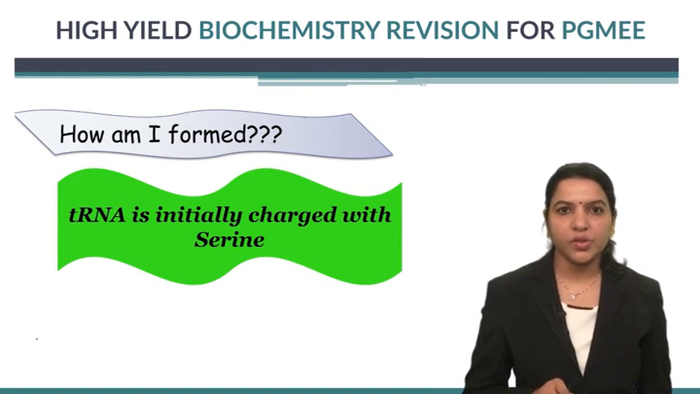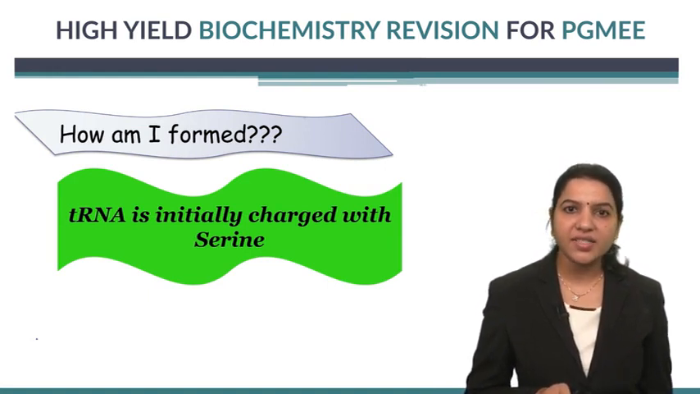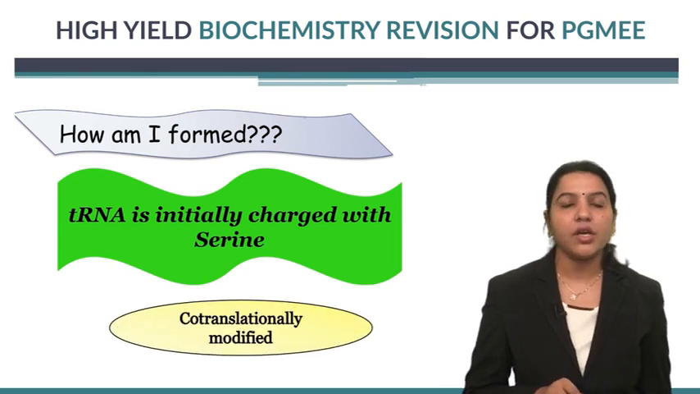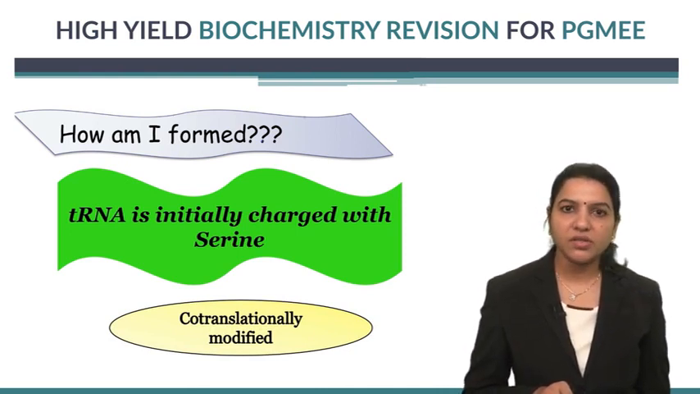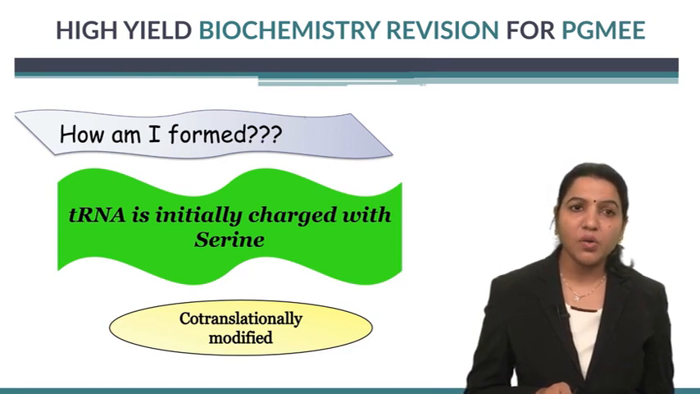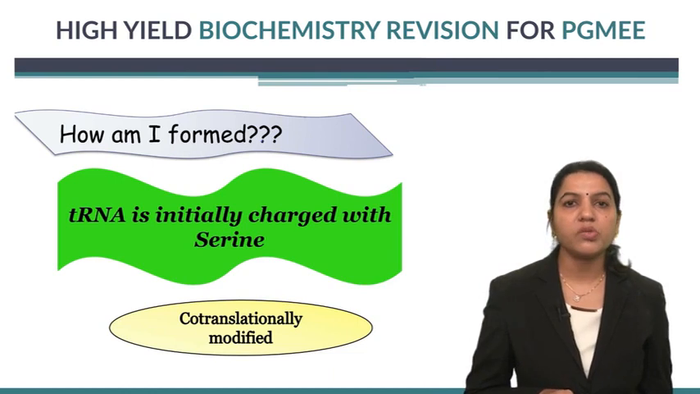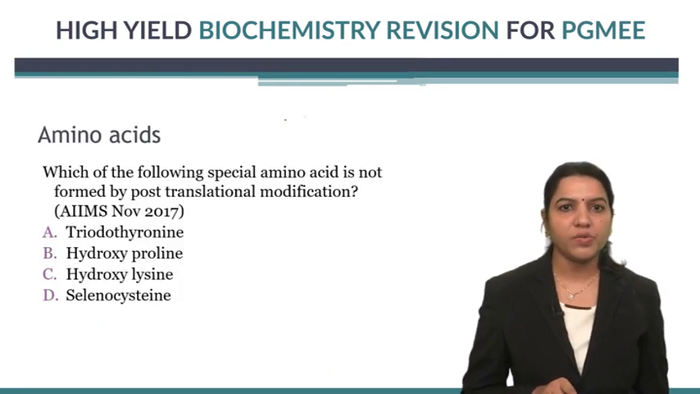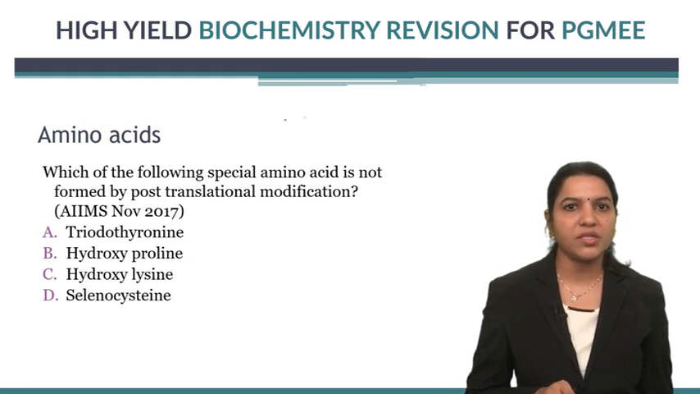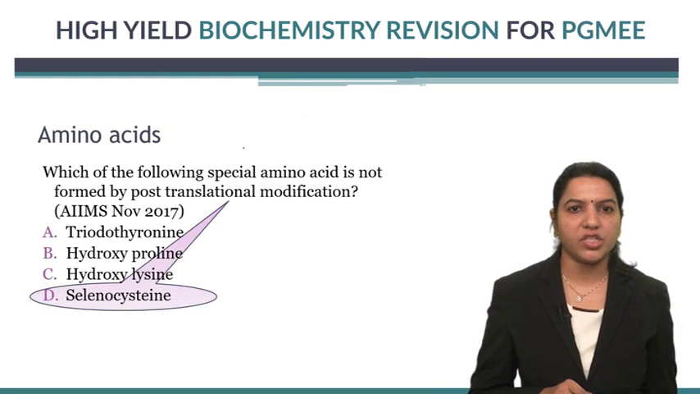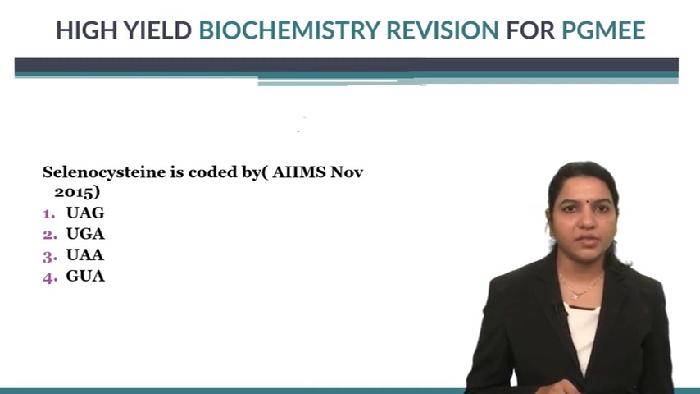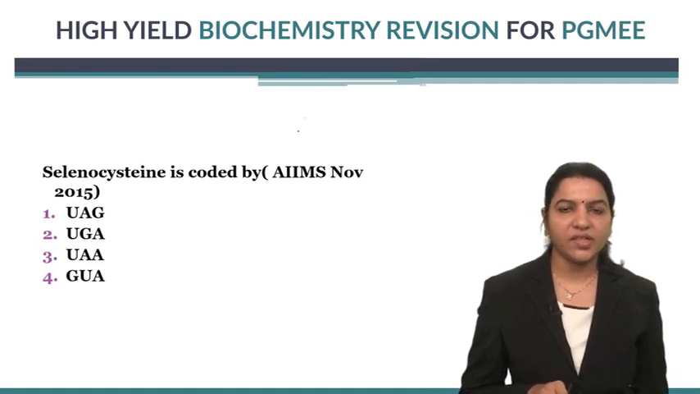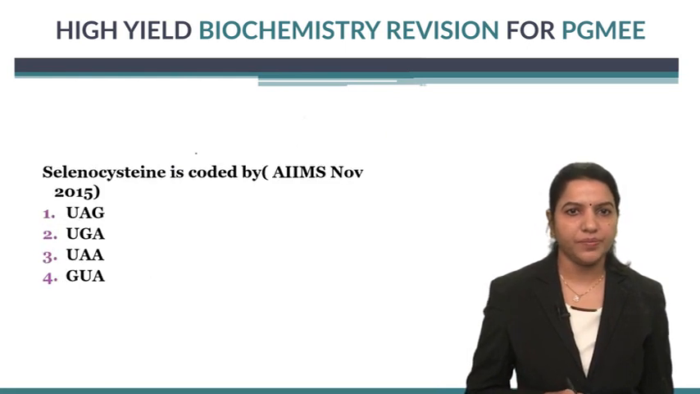Now how the serine is converted to selenocysteine? As and when the translation is occurring, that means co-translationally, serine is modified to selenocysteine. So the selenocysteine is an amino acid which is formed by co-translational modification and not a post-translational modification. So among the options, going again to that question, the special amino acid not formed by post-translational modification is selenocysteine. Now another question about the selenocysteine is, selenocysteine is coded by. We have seen it, it is coded by the stop codon UGA.